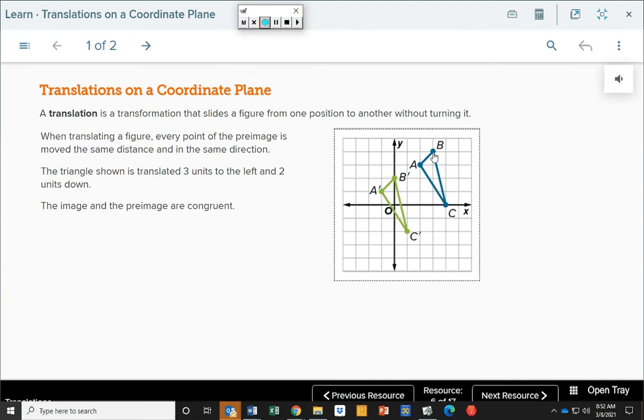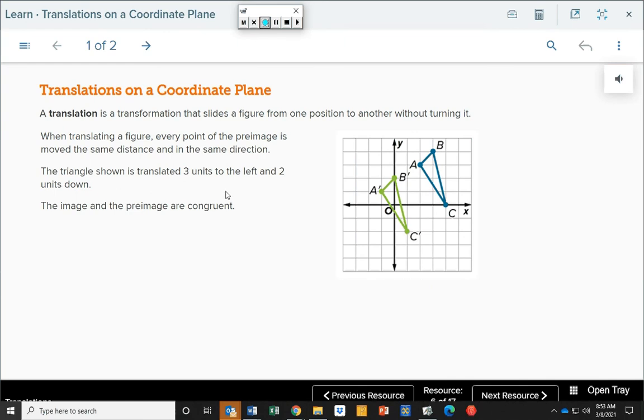Now, in this one, the triangle is shown translated 3 units left and 2 units down. Somebody tell me the coordinates of B on the pre-image. Over 3, up 4, right? So think about this. If I said I want you to translate this image, but I don't want you to do it on a graph, somebody tell me, how do you think you could do that? If I asked you to translate an image, and let's just talk about B, Tessa, what can I do for that?